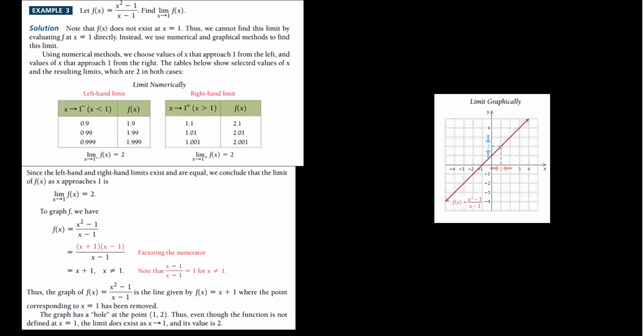Since the left-hand and right-hand limits exist and are equal, we conclude that the limit of f of x as x approaches 1 is 2. So we conclude that this is indeed the case. As we approach positive 1 in this function, we have the limit of 2. But really quickly, let's check something out.